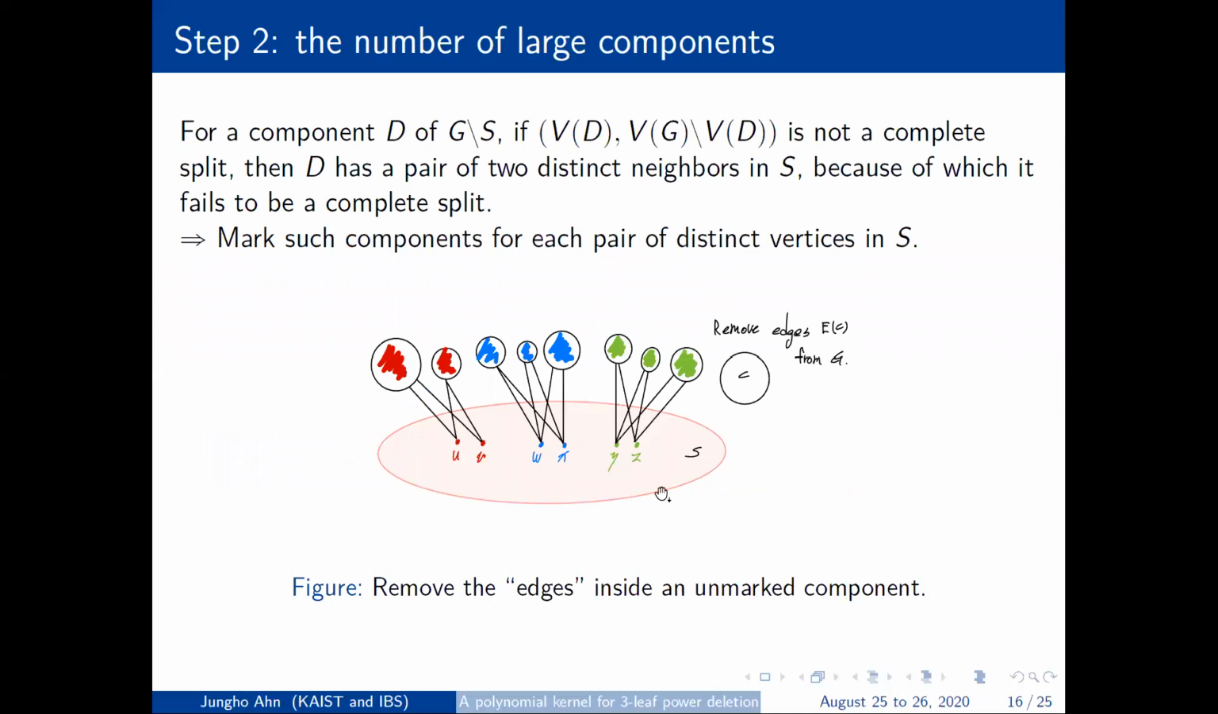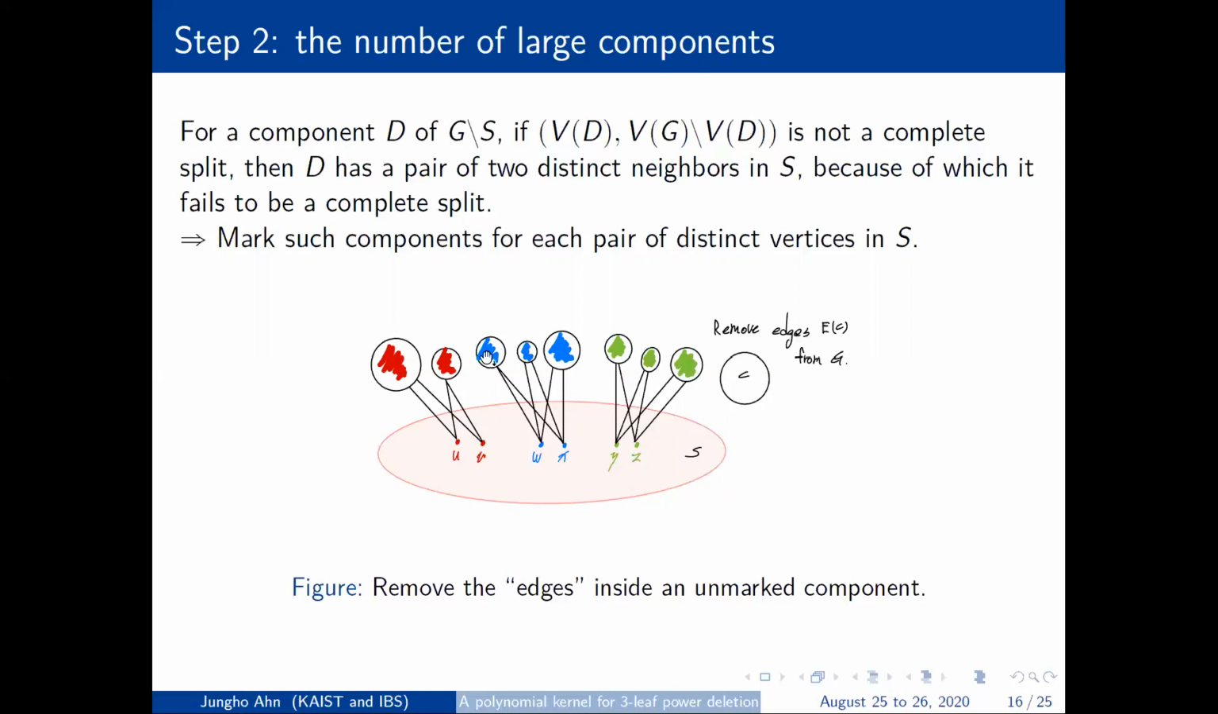Let's see this figure. Here is S, and these circles are components of G delete S. For a component D of G delete S, if D and the remaining vertices do not form a complete split, then it means that D has a pair of two distinct neighbors in S, because of which it fails to be a complete split. So let's say this component is D, and let's assume that this vertex set and the remaining one do not induce a complete split. Then we can always find some bad pair of vertices in S that blocks this component from inducing a complete split.